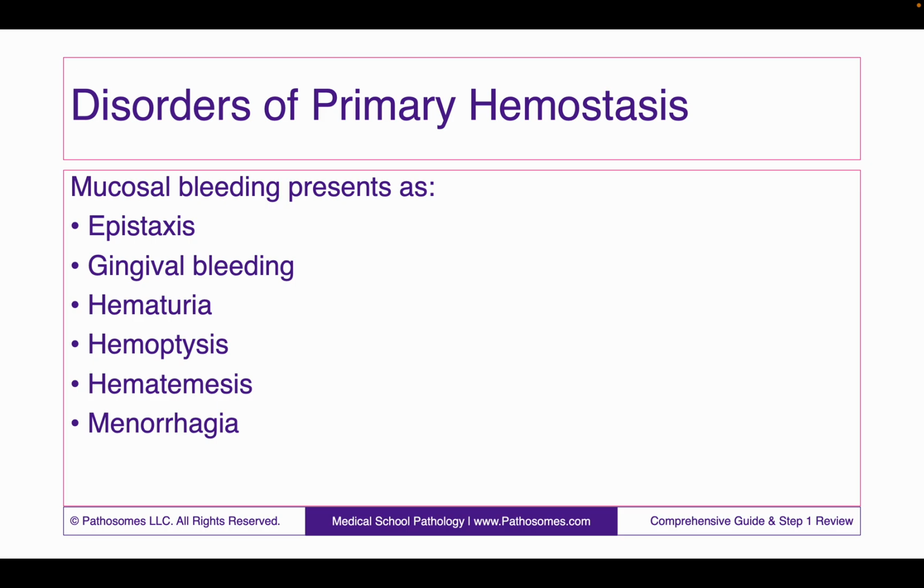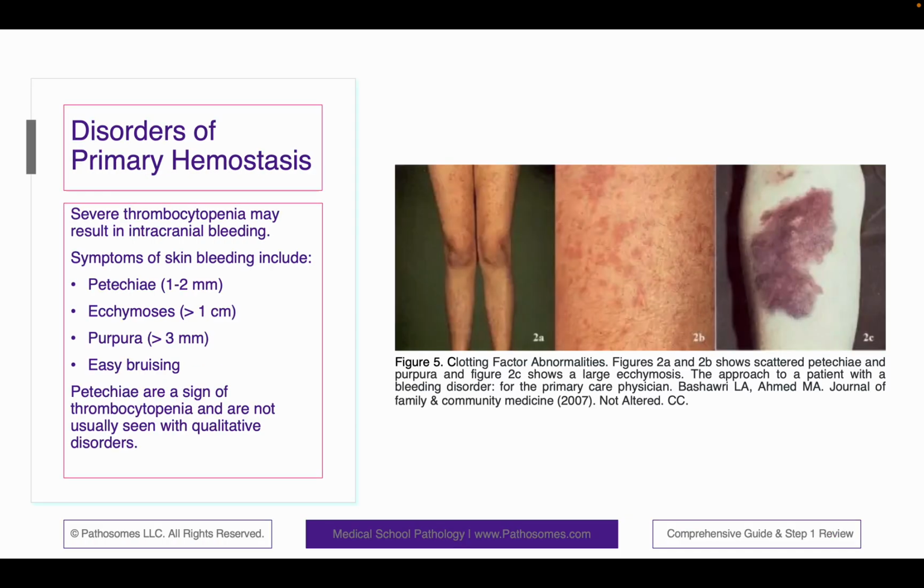With regards to mucosal bleeding, that can present as epistaxis, right? Gingival bleeding, blood in the urine, coughing up blood, hemoptysis, hematemesis, and even menorrhagia. Severe thrombocytopenia may result in intracranial bleeding, right? You might need to call a stroke code.